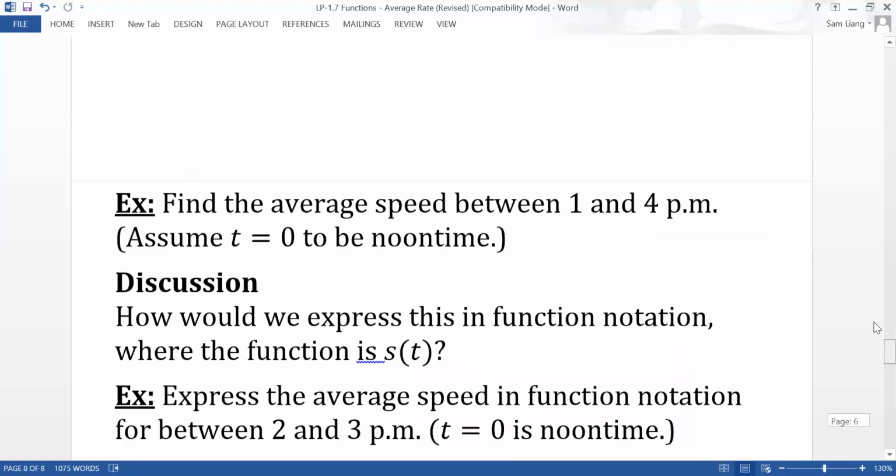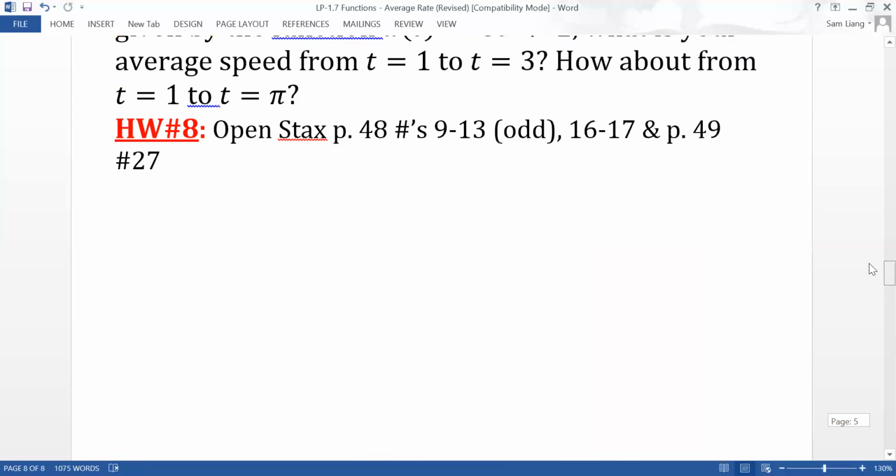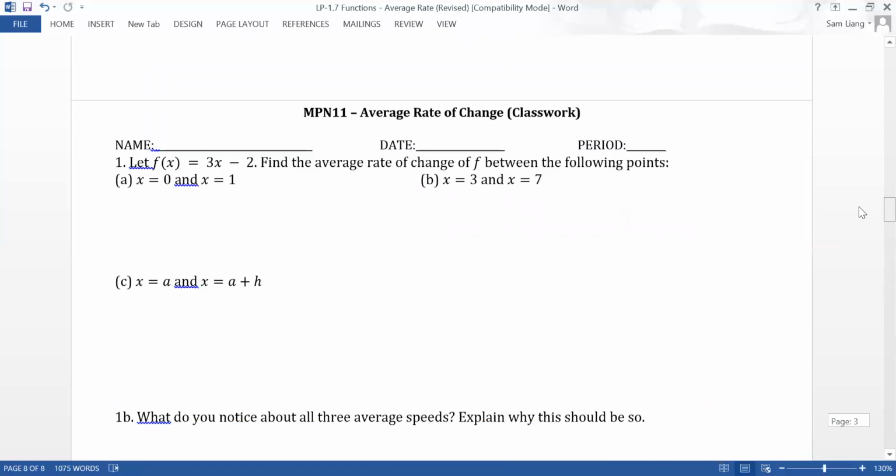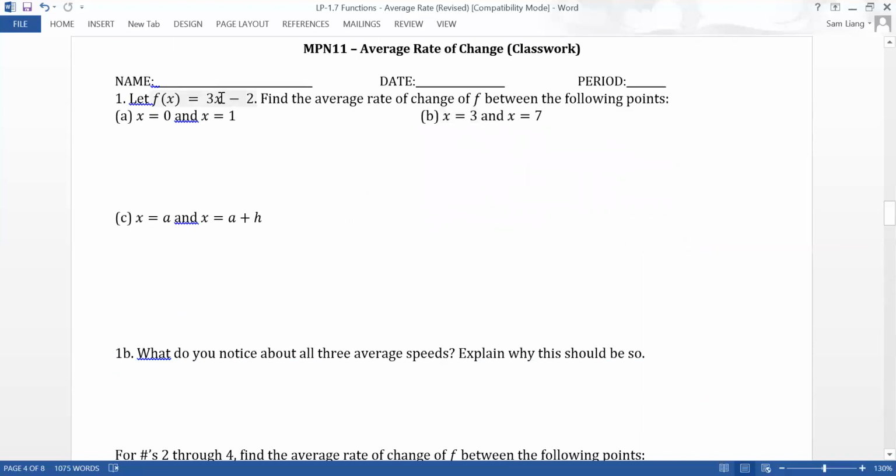So here's a general look at the worksheet. We're just going to find the average rate of change for this line here. And as you know, the slope of the line should always be the same, right? It should always be 3. But we're going to actually calculate these to show you that. And you're going to see that in each case, the slope, or in this case, the average rate of change, is always going to be 3.